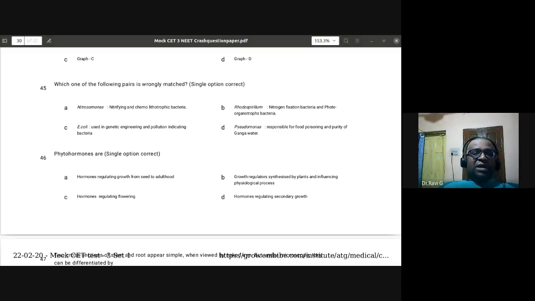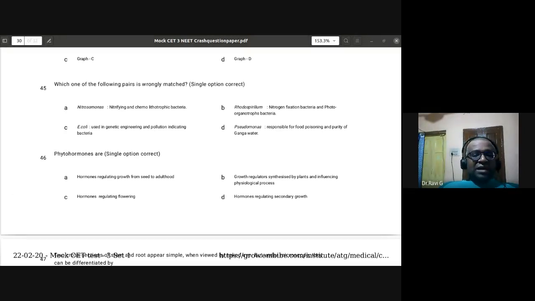Which one of the following pairs is wrongly matched? So the 45th, they have asked that question. Nitrosomonas, nitrifying and chemolithotrophic bacteria, properly paired. Rhodospirillum, nitrogen fixation bacteria and photo bacteria, it's a correct statement. E. coli is used in genetic engineering and pollution indicating bacteria, that is also correct. Pseudomonas is responsible for food poisoning and purity of Ganga water, that is the wrong statement. So Pseudomonas is the wrong statement.